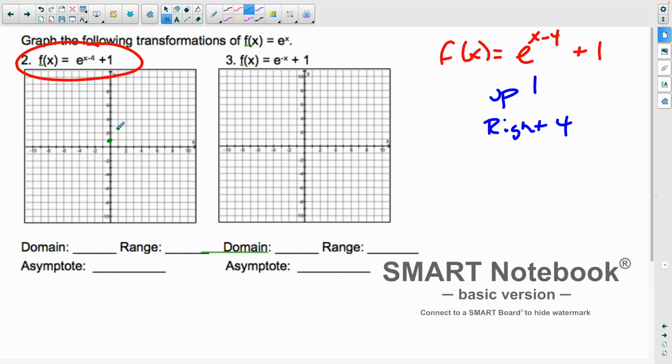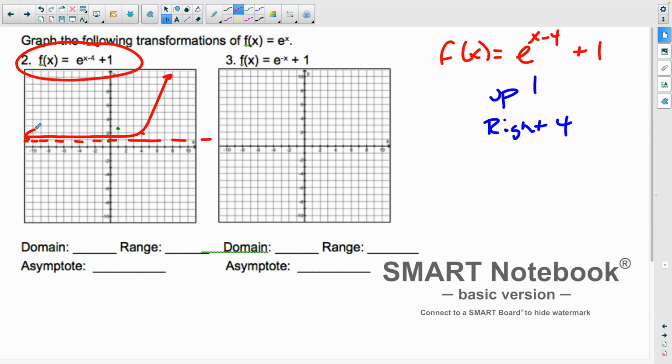All right, now, not done. I'm going to apply my transformations. So I'm going to go right 4 and up 1. Now, many people will do that. They'll have the points in the correct spot, and they won't move the asymptote. They'll leave the asymptote at 0. Move your asymptote up to 1. And then there is that graph right there.